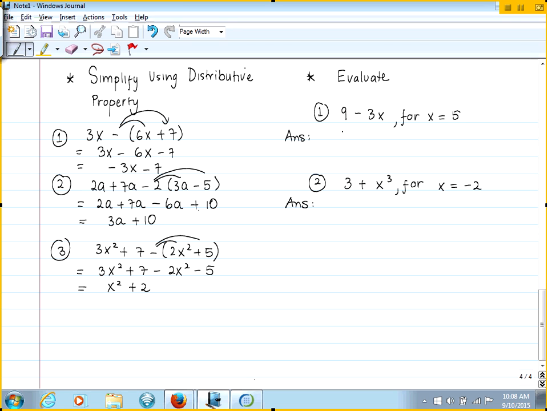So what would we do here? Yes. So 9 minus 3 times 5, which is 9 minus 15, which is, yes. Okay. Number 2. 3 plus negative 2 cubed.